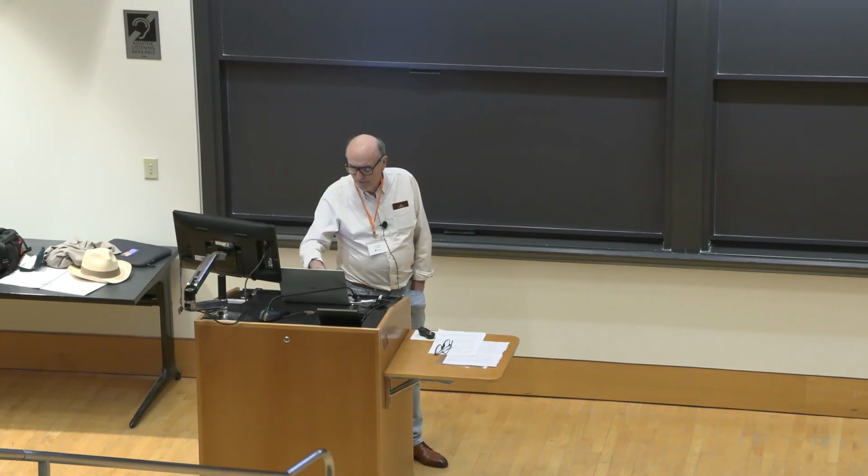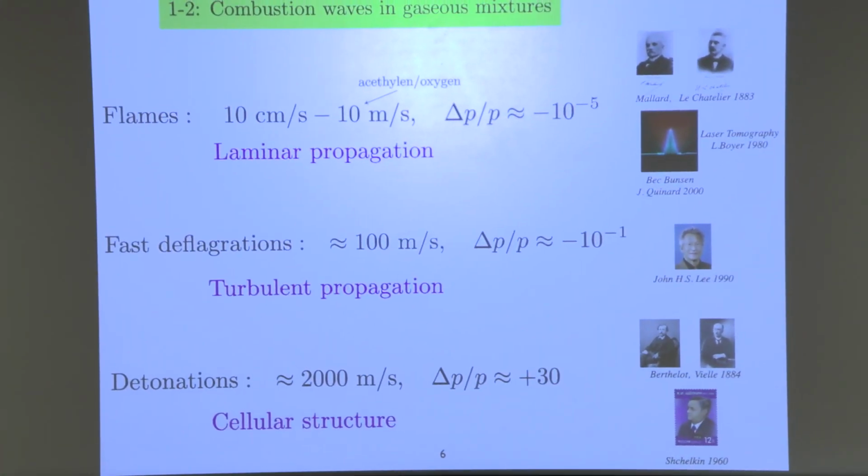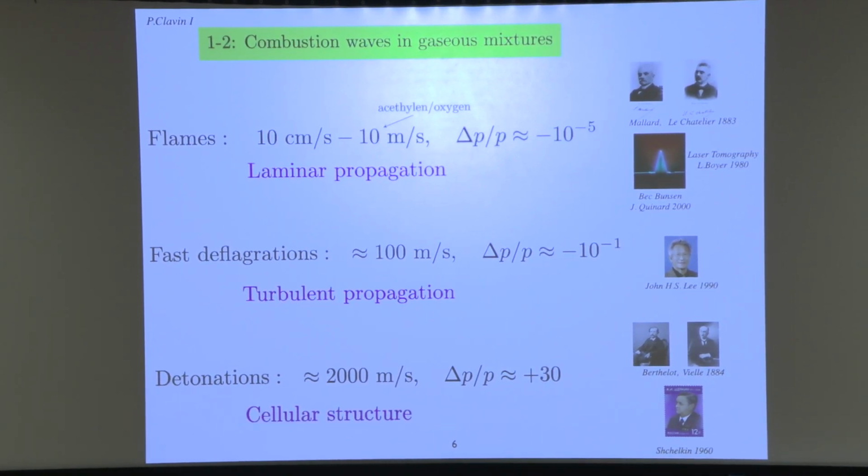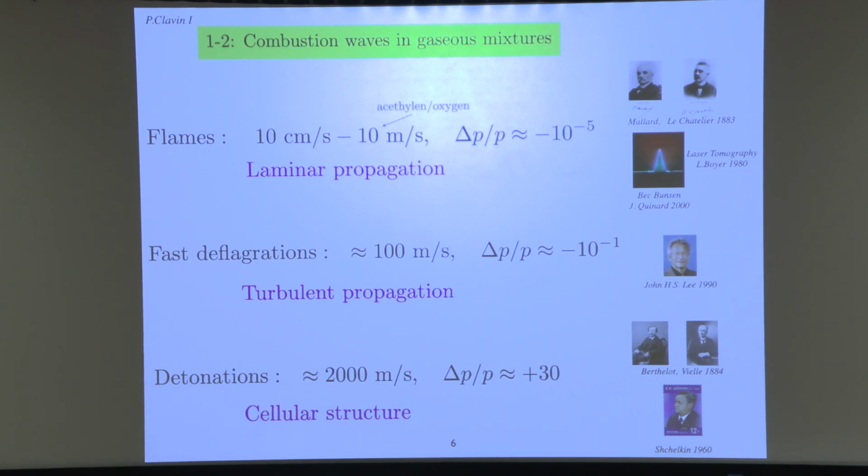In between, you have fast deflagration. And this is due to turbulence propagation. This turbulent propagation speed could be around 100 meters per second. But the difference with the detonation is not only the speed, which is still subsonic, but the pressure: you have a decrease of the pressure, which is small, but not as large as the increase of pressure that you have in detonation.